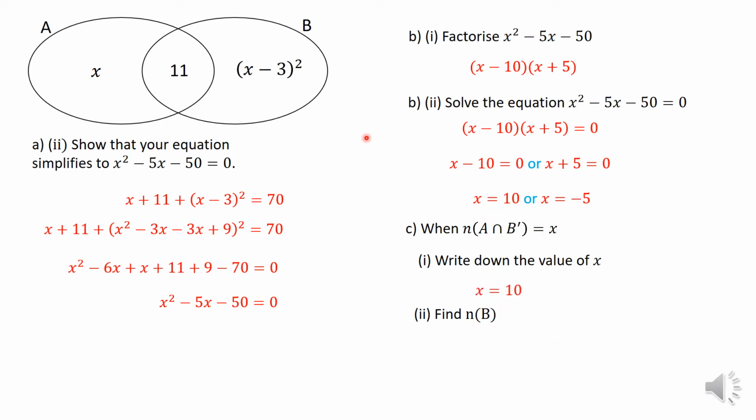Now they say find the number of elements in set B. That means 11 plus this x that we have now decided, which is 10, minus 3, all squared. And that should give you 60 elements in set B.